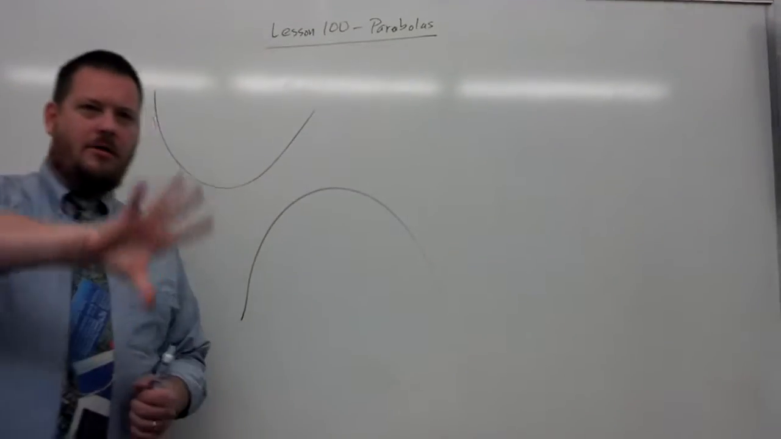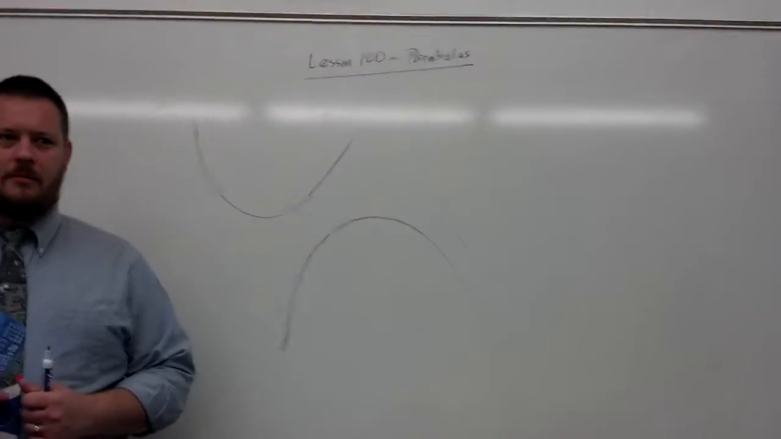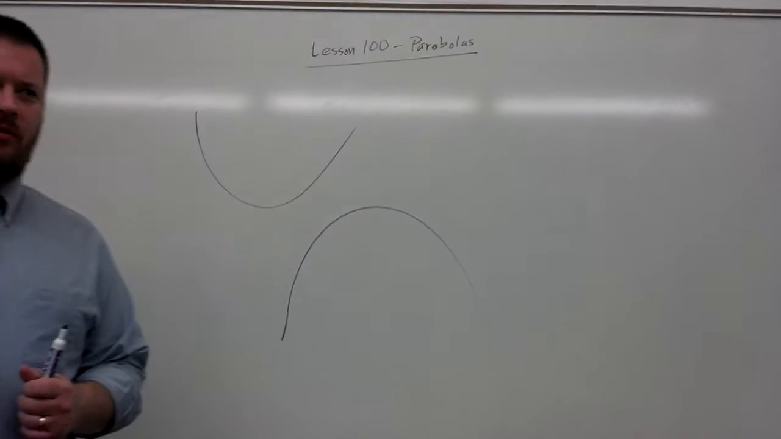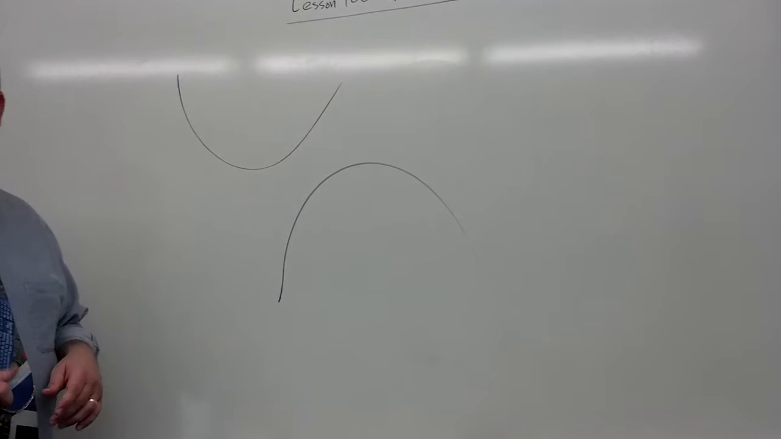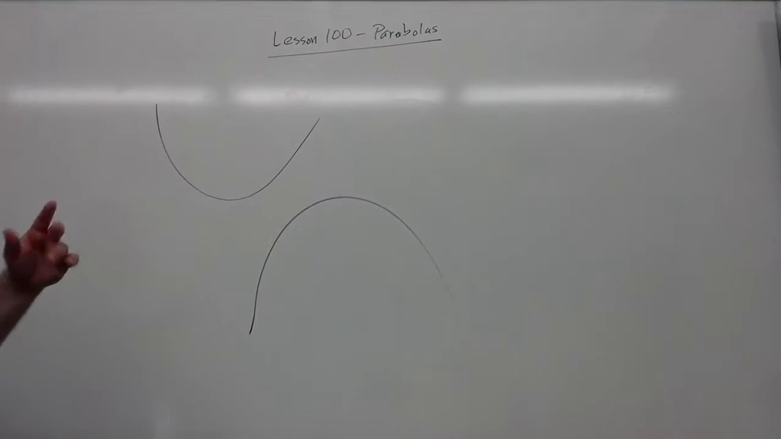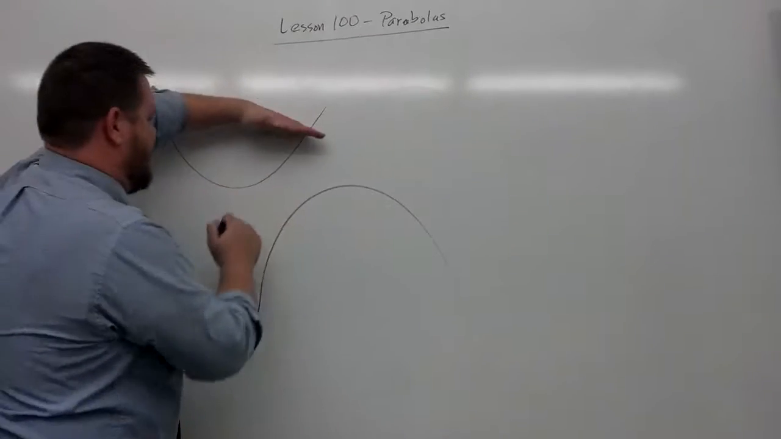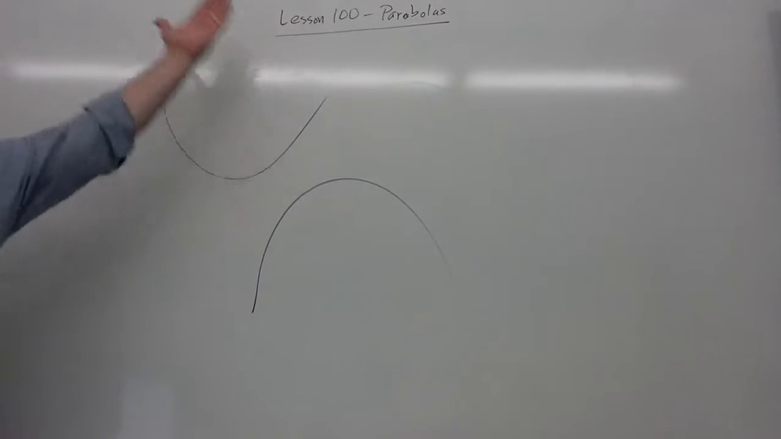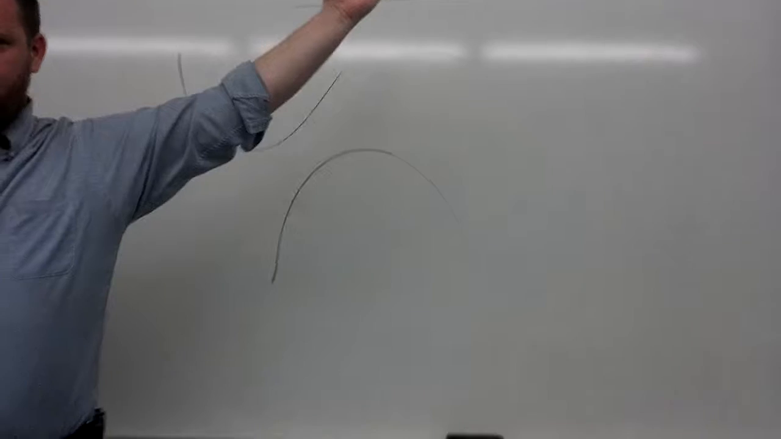There are no sideways parabolas, at least not in this class. Okay, so a parabola is a shape. If you only look at part of it, it kind of looks like half a circle, except it just keeps going forever.